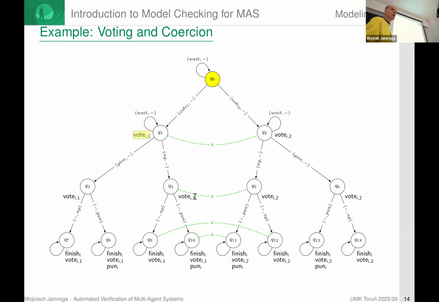Okay? So for instance, this atomic proposition will label all the states where the voter has already voted for candidate 1. This labels all the states where the voter number i, okay, there's just one voter here, so maybe the i is redundant, where this voter has already finished the election experience, and so on and so on.